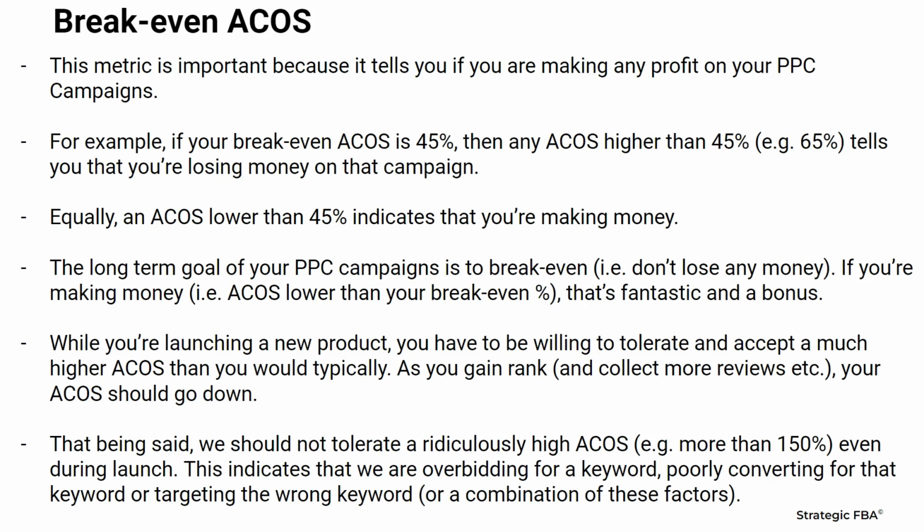This indicates that we are either overbidding for a keyword, we're poorly converting for that keyword, or we might be targeting the wrong keyword altogether. Or it could be a combination of all of these factors. So a ridiculously high ACOS should never be tolerated. And later on, I'll give you a formula to clearly signify what a ridiculously high ACOS might be for you.